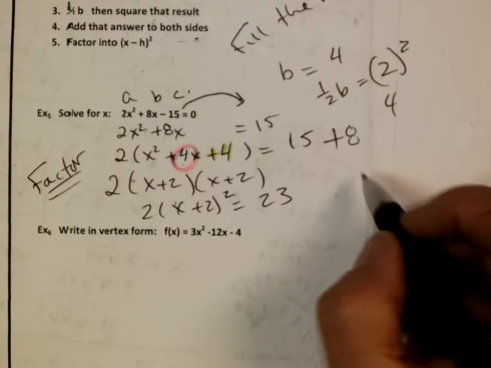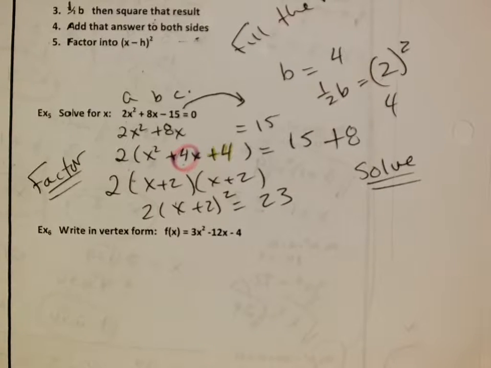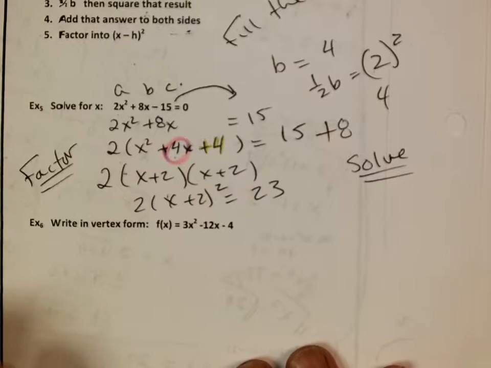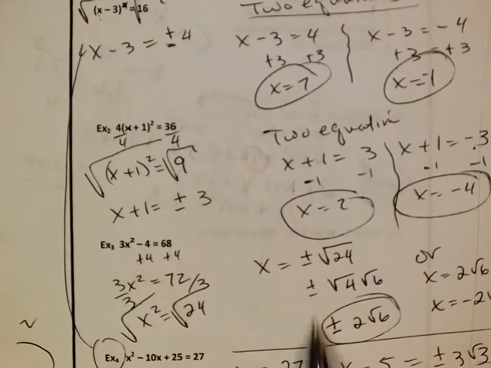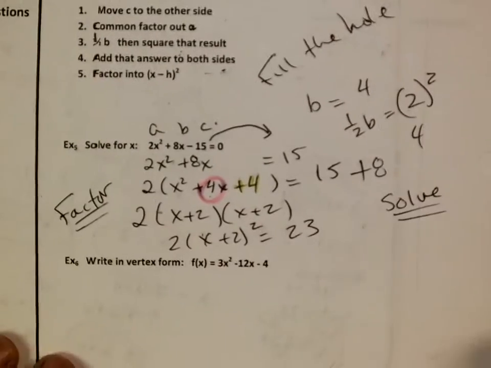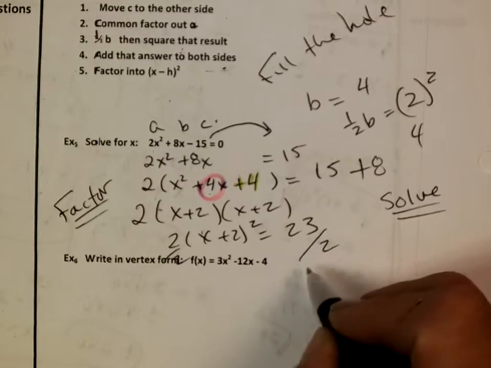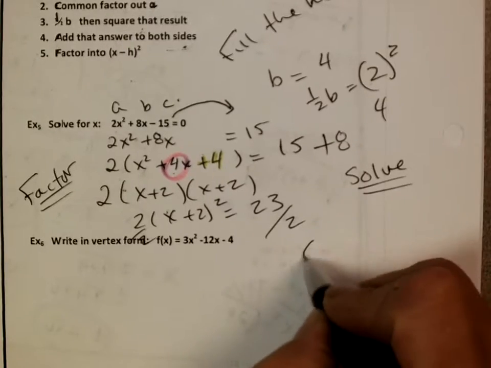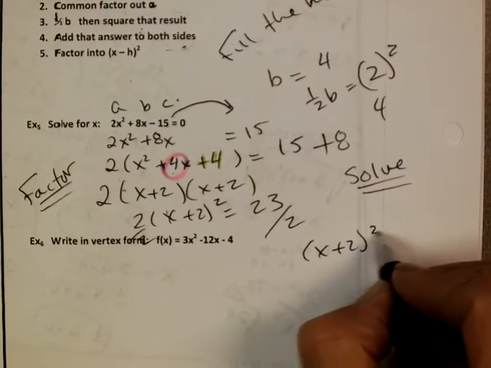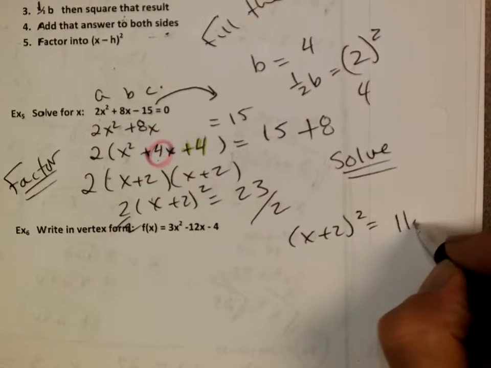Now, if I had to solve, I can do that. I can solve this just like we solved these, right? I can solve them just like I did this one. So now let's flip back. So to solve, I'm going to divide by 2 first. Divide by 2, divide by 2. So I'll have to squeeze this over here. X plus 2 squared is equal to, what's that, 11.5, I think. Yeah, 11.5, right?